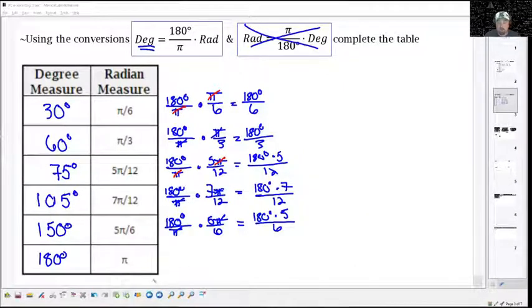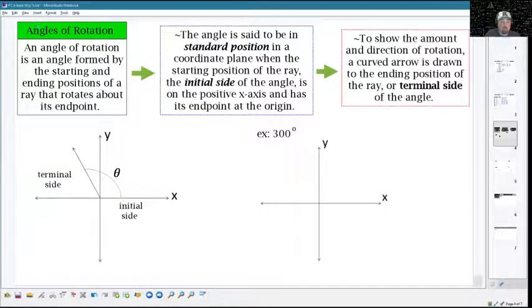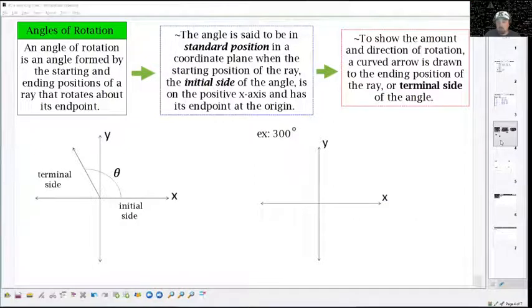So we're going to continue down our trek with angles, and we are going to talk about angles of rotation. And these are pretty much just what they sound like, angles of rotation. We're going to draw an angle and we're going to rotate it. So this says an angle of rotation is formed by the starting and end positions of a ray that rotates about its endpoint. So this says an angle is said to be in standard position at the coordinate plane when the starting position of a ray, called the initial side, is on the positive x-axis.